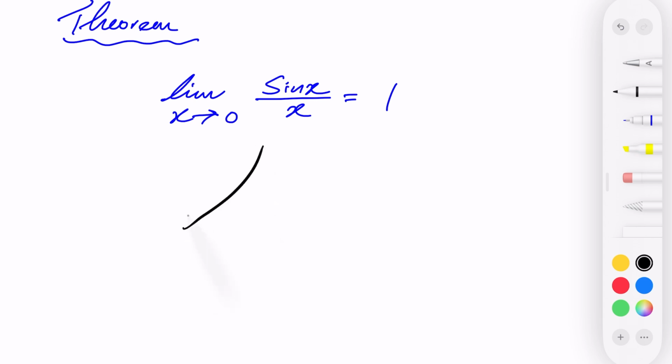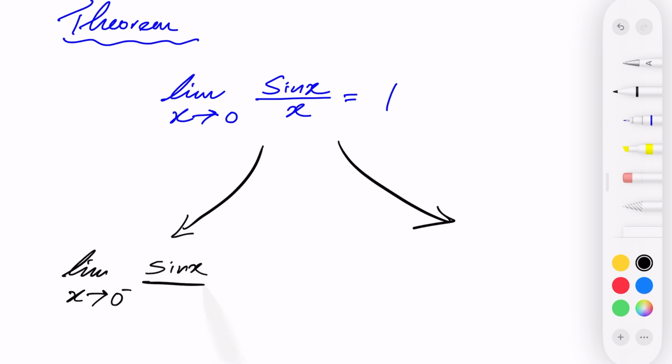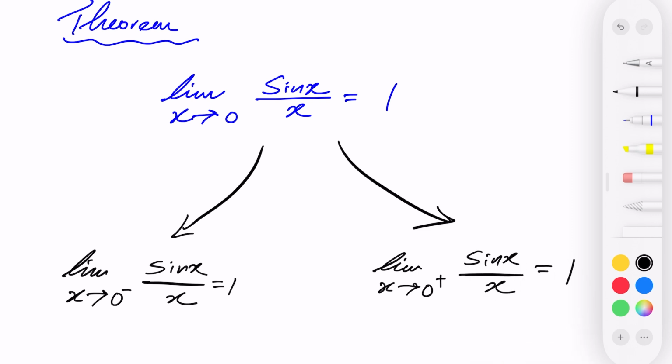That means basically I have to show that the left hand limit as x approaches 0 from the left hand side of sine x over x is equal to 1, and also I need to show that the right hand limit as x approaches 0 from the right hand side of sine x over x is equal to 1. When we prove these two things, then we can conclude quite easily that the limit as x approaches 0 of sine x over x is equal to 1.